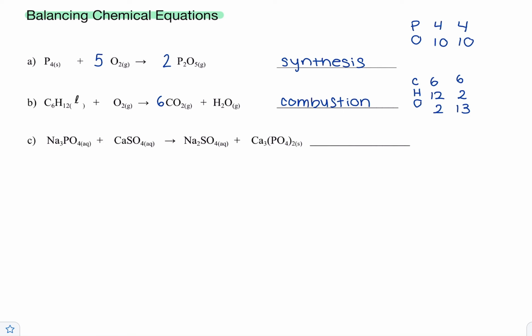Okay, so now I actually have to go down to hydrogen. And so now that my carbons are balanced, we're going to try to balance our hydrogen. So on the left side, we currently have 12, and on the right side, we have 2. So I need to get this 2 to be 12. And to do that, I'm going to put a 6 in front of it.